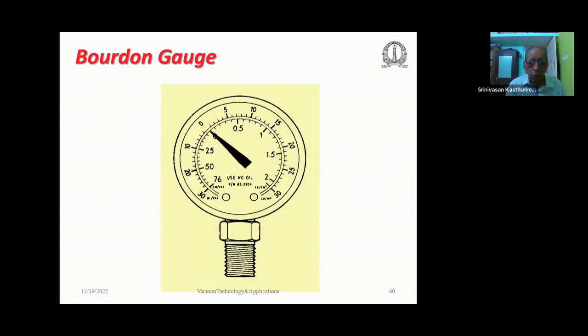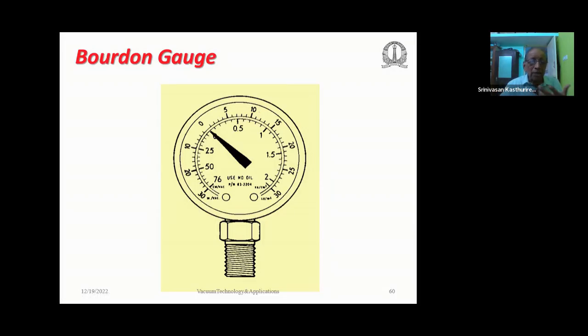Okay, let's start with the Bourdon gauge. The Bourdon gauge is an instrument you have seen. For example, these are the pressure gauges attached to your cylinders. Normally it will start with the 0 level, but this Bourdon gauge, as you can see, also has a negative scale, starting from 0 to 30 inches of mercury or 0 to 70 centimeters, which is the vacuum scale.